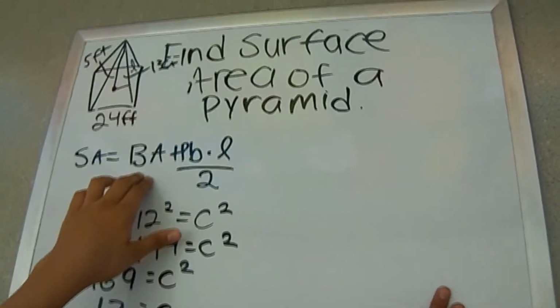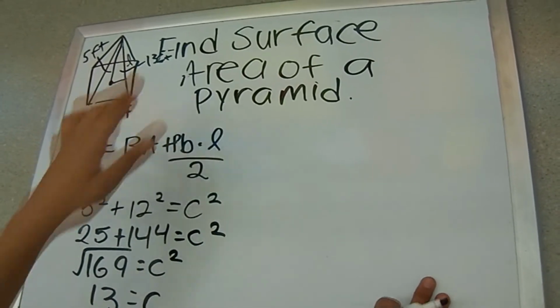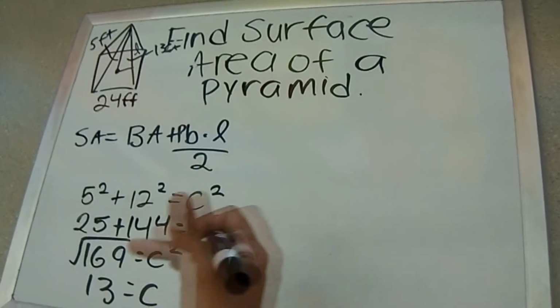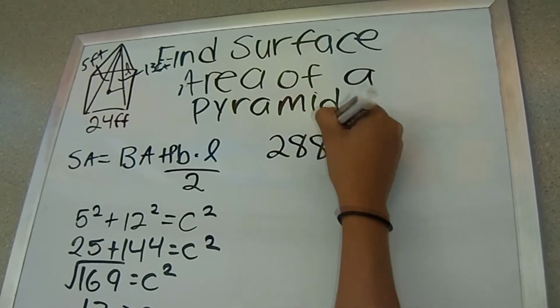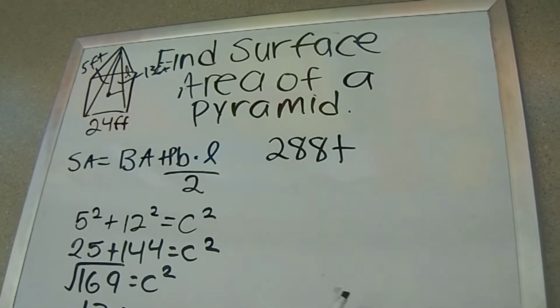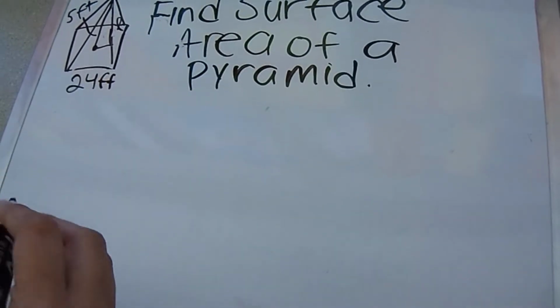Base area, which is gonna be 24 times 24, which is 288 plus, then we just add all the sides together. Hold on, I gotta make sure that's... We're going to find the surface area of a pyramid.